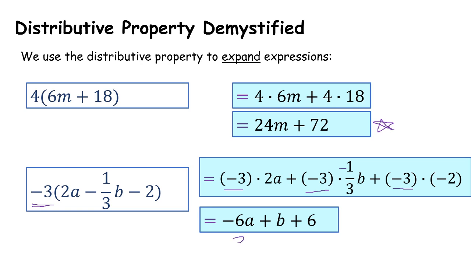You'll notice we have 3 terms when we're done, just like we started with. In the parentheses, when we began, we had 2a minus 1/3 b minus 2. That's 3 terms in the parentheses. Same over here. We always get the same number of terms when we're done using the distributive property. We had 2 terms in the first problem, 2 terms in the parentheses, and 2 terms when we're done. We get the same number of terms, we're just multiplying. We're not combining like terms.